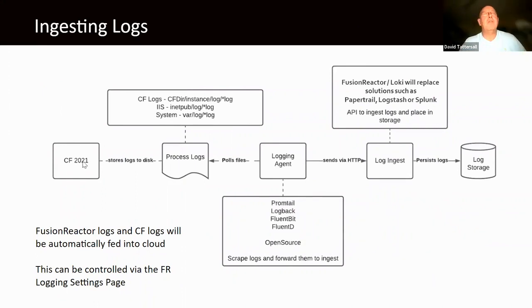So I've just shown this with CF21. You've got this logging agent, where you can use different open source components here. So we can scrape any logs. It doesn't have to be a ColdFusion log. You may have some other application logs, or the IIS logs, whatever it is, we can capture the logs. And then we're ingesting those, and we're storing them and making them available in the cloud.